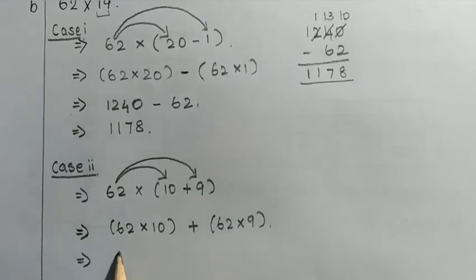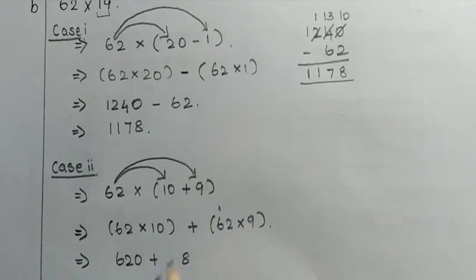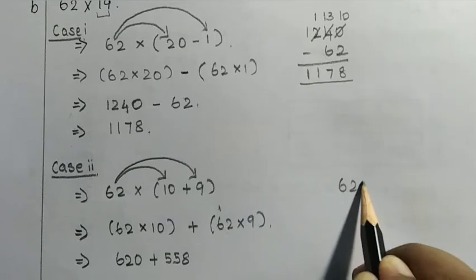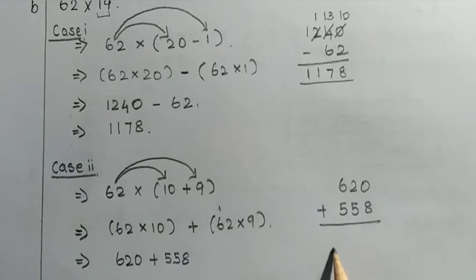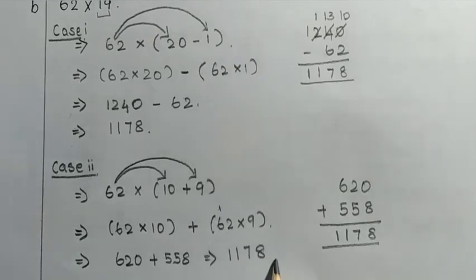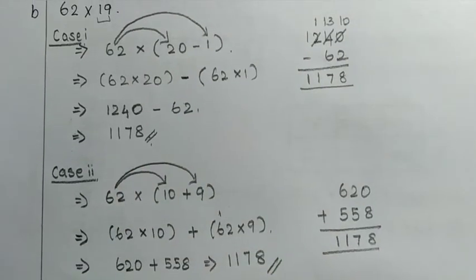So 62 into 10 will give you 620 plus 62 9s: 2 9s are 18, 6 9s are 54 plus 1, 55. Now let us add these two, 620 and 558. So the answer is 1178. See, in both the cases, the answer is the same. So, you can use any one of these methods to solve the problem.